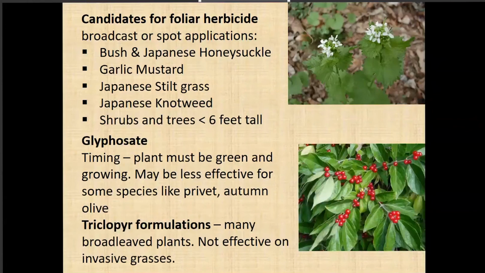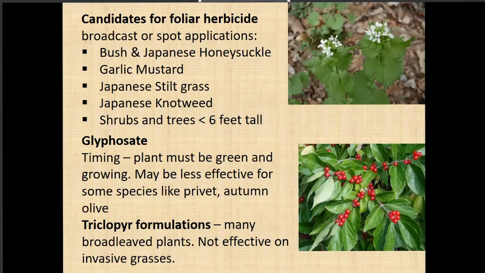So those are some of our primary herbicides that we recommend you as a landowner can access and use. Here are some of the applications for the different techniques. Some good candidates for foliar herbicide application are smaller examples, typically 6 feet or less, of almost any of the bushes, like bush honeysuckle, or vines like Japanese honeysuckle. Some of the herbaceous materials like garlic mustard, Japanese stiltgrass, Japanese knotweeds, or almost any of the plants that are less than 6 feet tall.